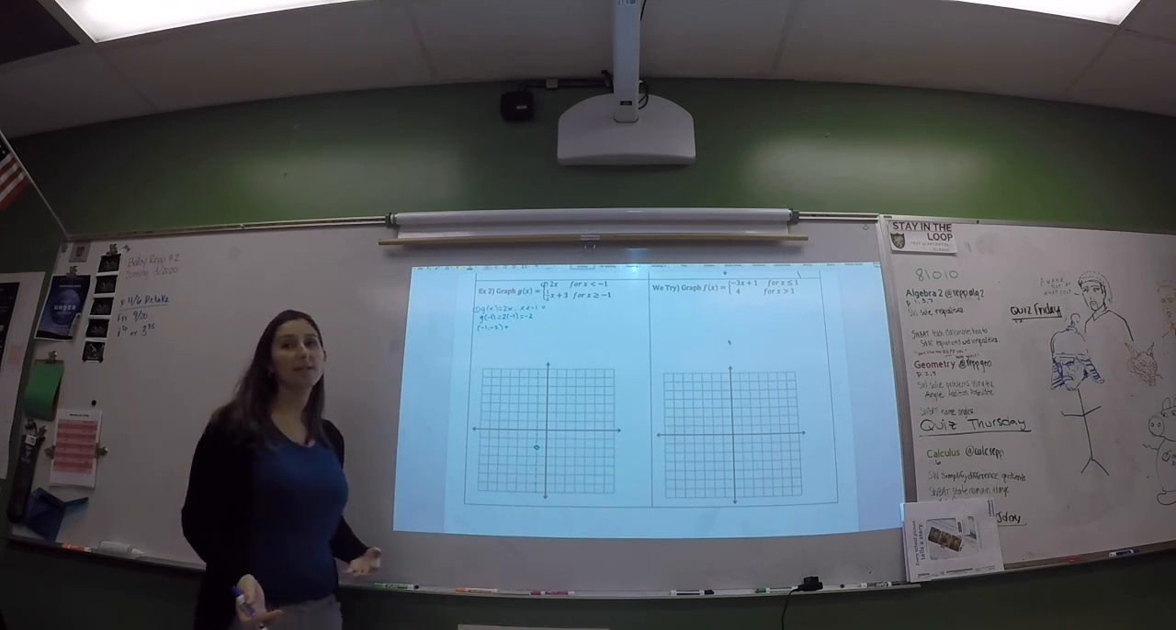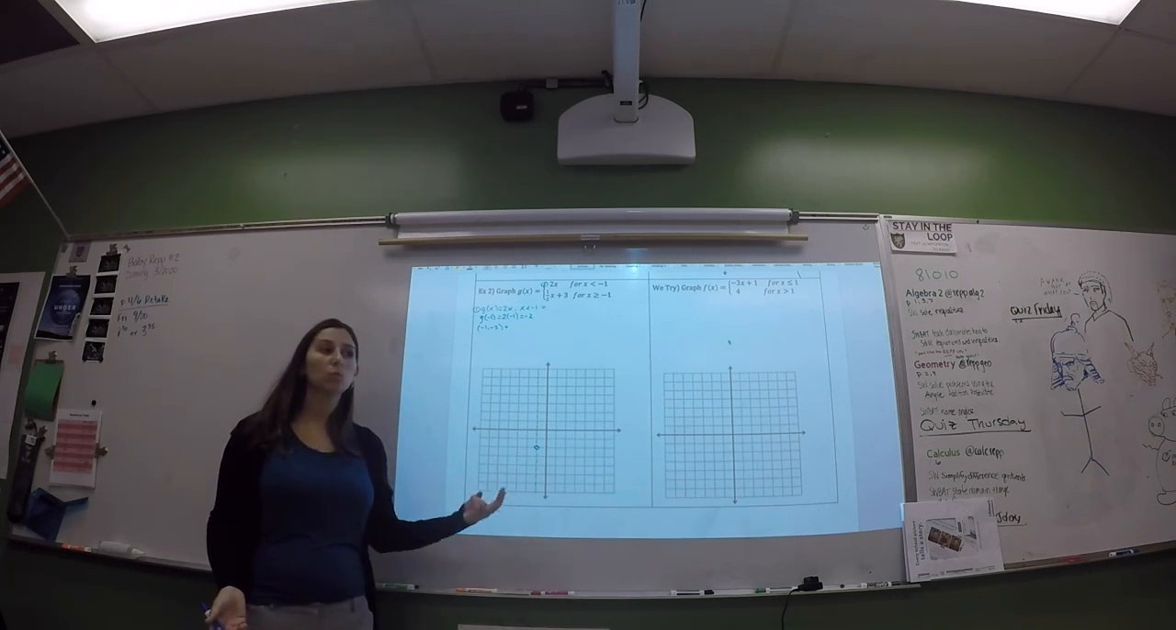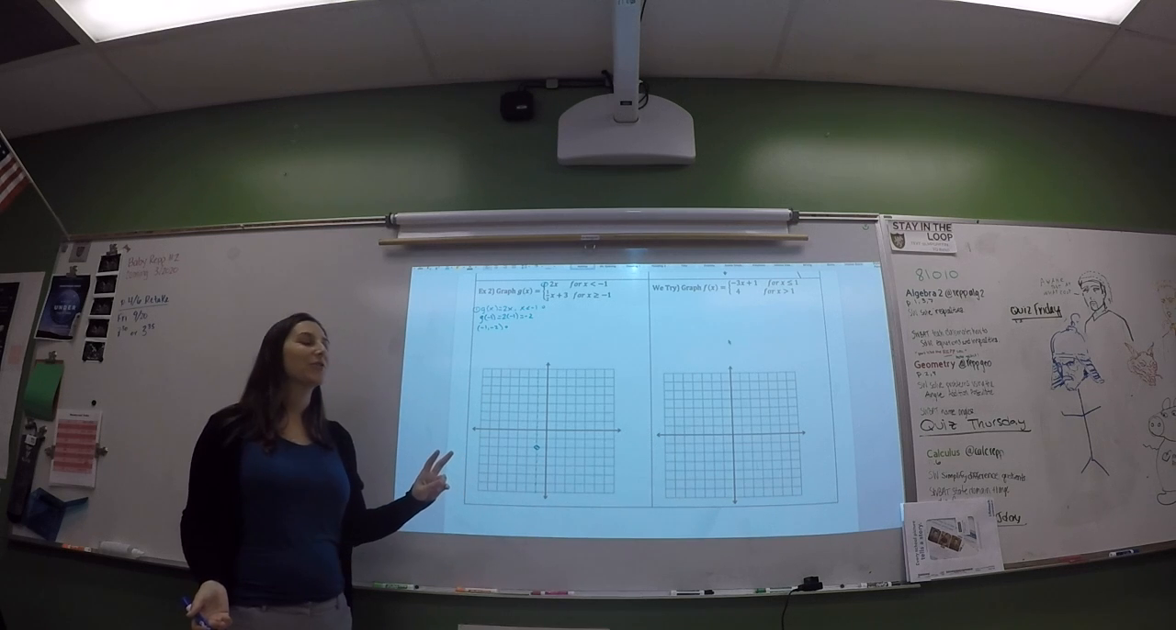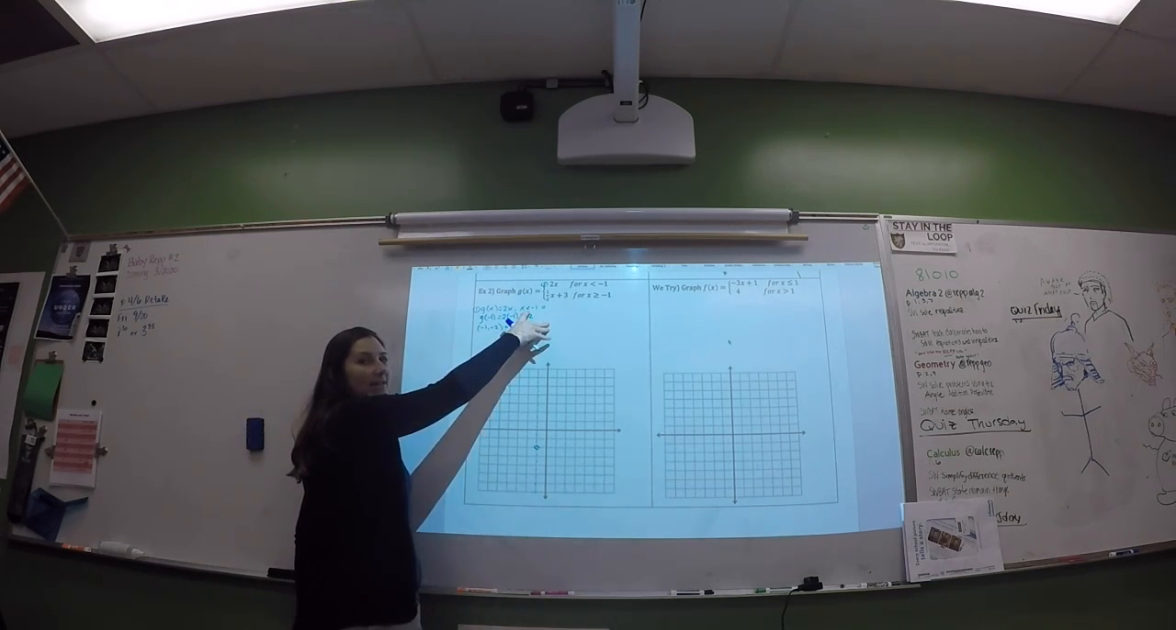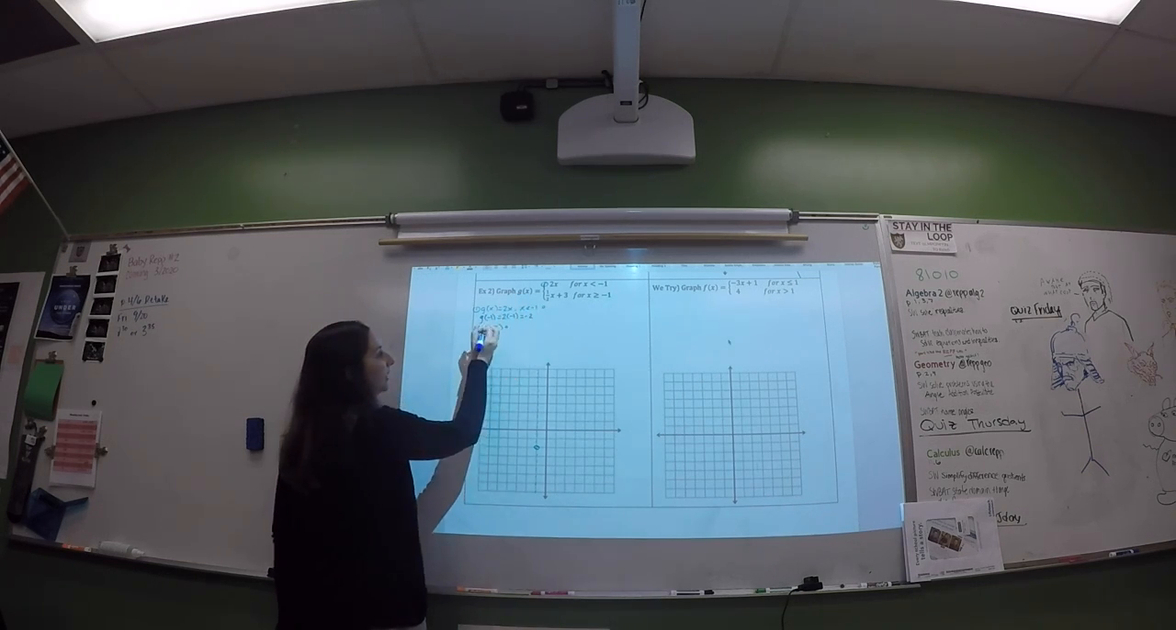Alright, so now we need the rest of the line. How many points do you need to graph a line? 2. So we need another point. It has to follow this domain restriction. So x is less than -1. We already plugged in -1. 0? No, it has to be less than -1. Oh wait, -2 is less. I forgot it was a negative.